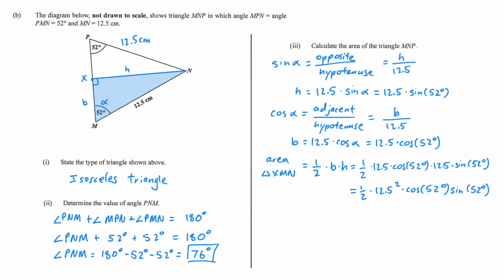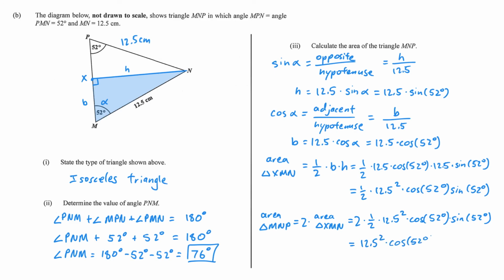What we're really interested in is the area of triangle MNP. Now, in the beginning, we divided our triangle into two identical pieces. So the area of triangle MNP is 2 times the area of triangle XMN. So that's 2 times 1/2 times 12.5 squared times cosine of 52 degrees times sine of 52 degrees. This simplifies to just 12.5 squared times cosine of 52 degrees times sine of 52 degrees.